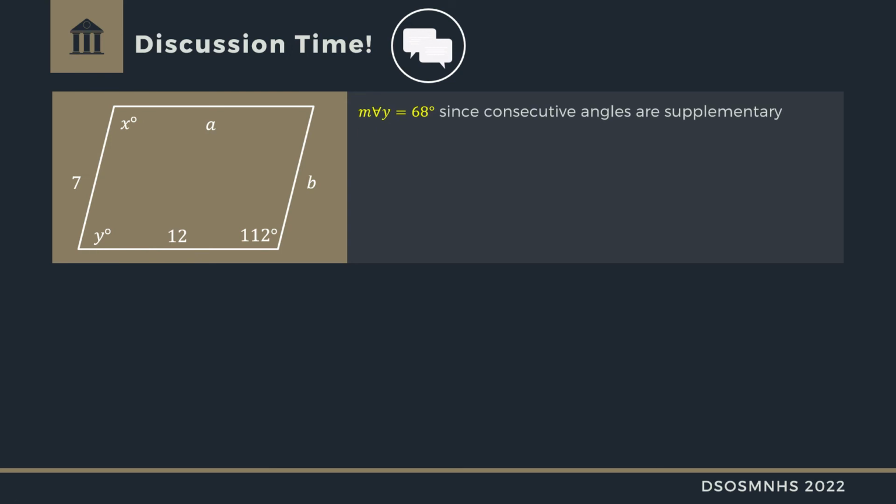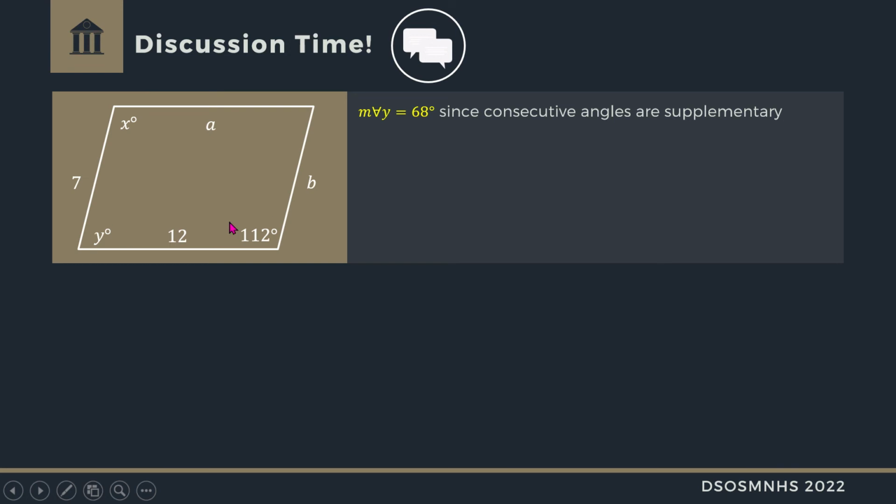On the right side, to measure angle Y, that symbol that looks like an inverted letter A is another representation of the symbol for angle. So we read that as: the measure of angle Y is 68 degrees. Why? Since consecutive angles are supplementary. Angle Y and the angle 12 are consecutive angles and they are supplementary to each other. So 112 plus 68 is 180.